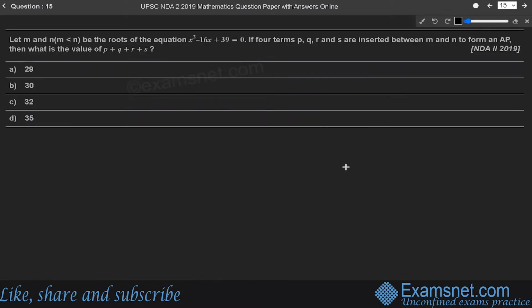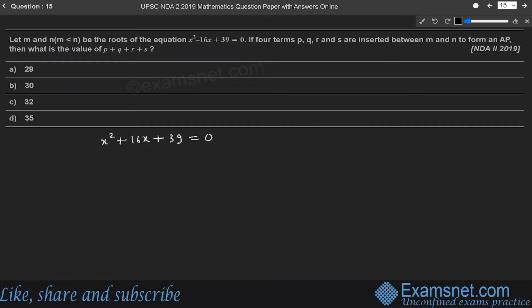Next question is, let M and N, where M is less than N, be the roots of the equation x square plus 16x plus 39 is equal to 0. If 4 terms P, Q, R and S are inserted between M and N to form an AP, then what is the value of P plus Q plus R plus S? So firstly, we have to apply the splitting the middle term method here to find the values for x.